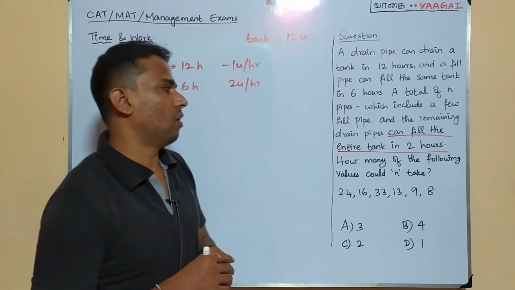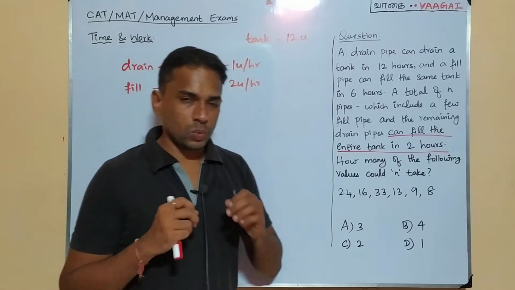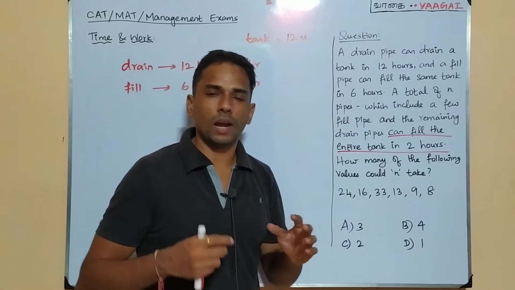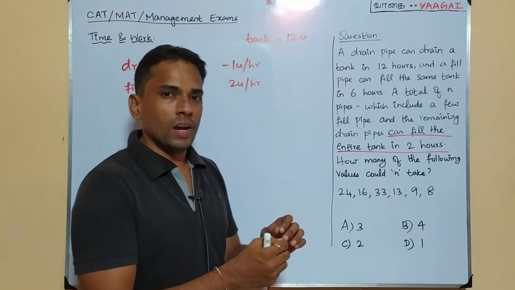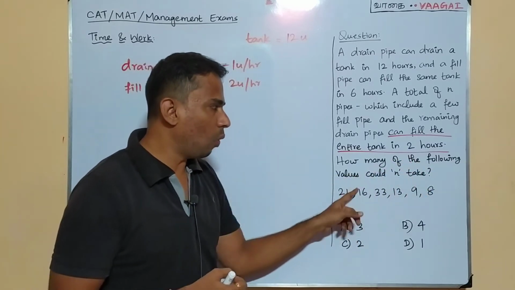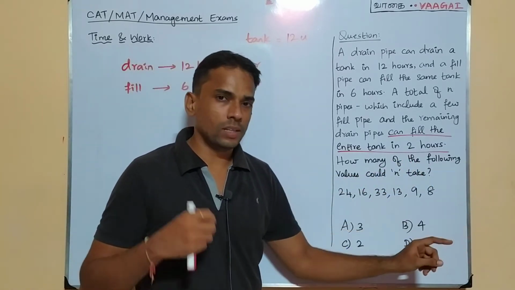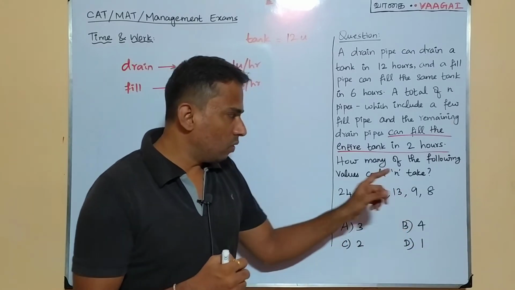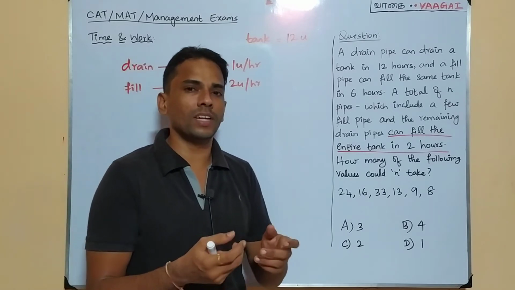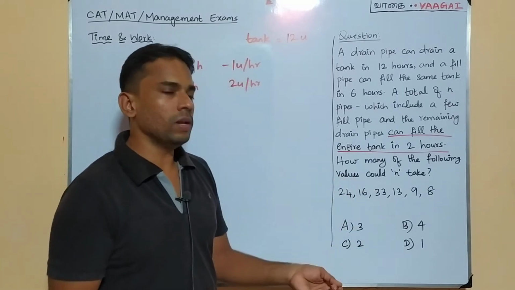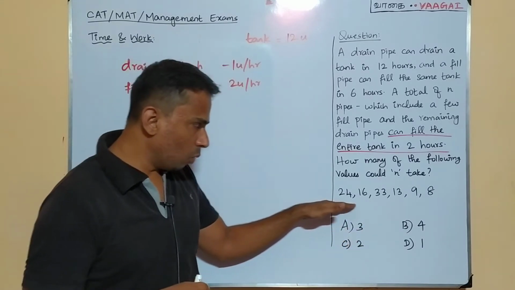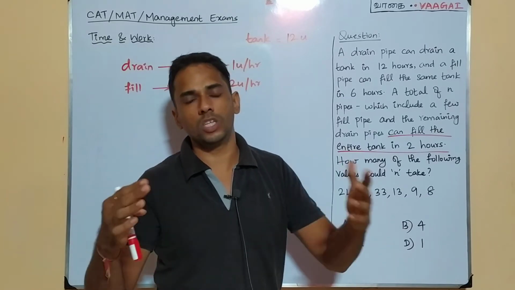This is a very nice and interesting question that is based on the concept of time and work, and at the same time there is something hidden about the properties of numbers also. Why? Because here we are asked to find what values n can take. So there is something behind the value of n also. If we try to solve the problem, we can get some property based on the value of n. Maybe that will help us get the answer. So our task is to find how many of these values n can take.